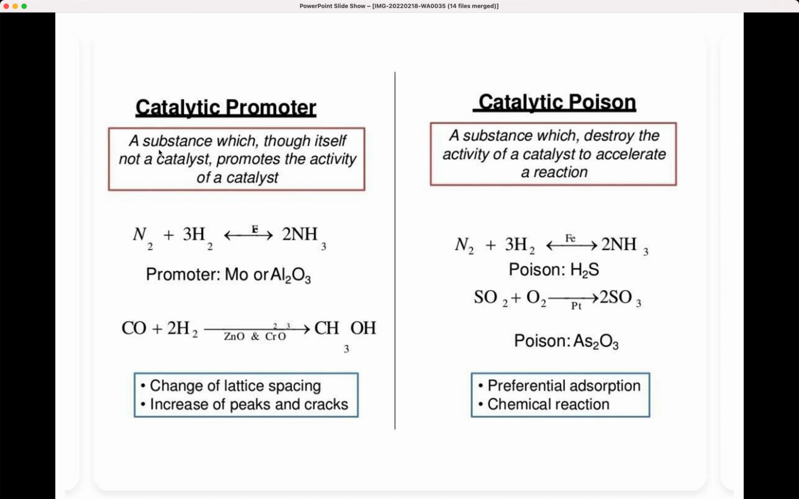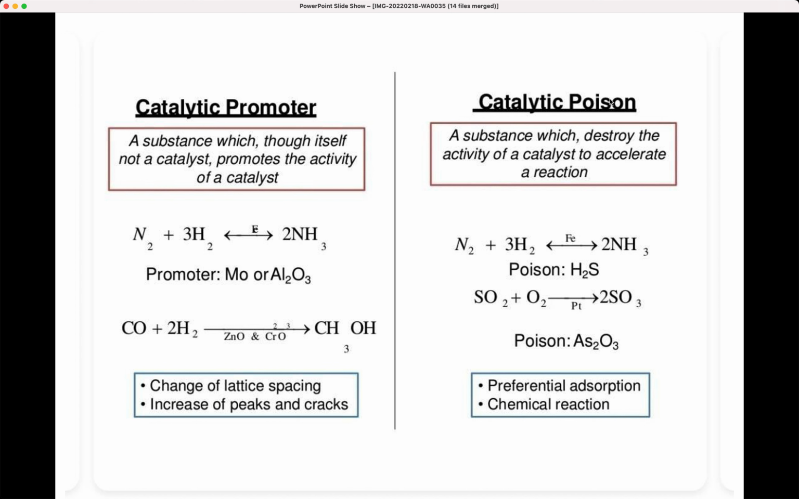Now, what is a catalytic promoter? That is any substance which itself is not a catalyst, but it promotes the activity of a catalyst. Here you can see N2 plus 3H2 gives 2NH3. Here the promoter is Mo or Al2O3. Here CO plus 2H2 with ZnO plus Cr2O3 gives CH3OH. The promoter changes the lattice spacing and increases the peaks and cracks.